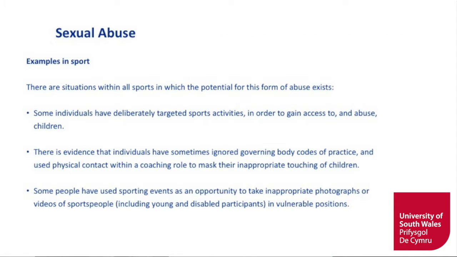Examples of situations within sport which have potential for this form of abuse to exist. Some individuals may have been deliberately targeting sport activity in which they can gain access to children to abuse them. There has been evidence where individuals have sometimes ignored governing body codes of practice and used physical contact within a coaching role to mask their inappropriate touching of children. And some people have used sporting events as an opportunity to take inappropriate photographs or videos of sports people, including young disabled persons or people in vulnerable positions.